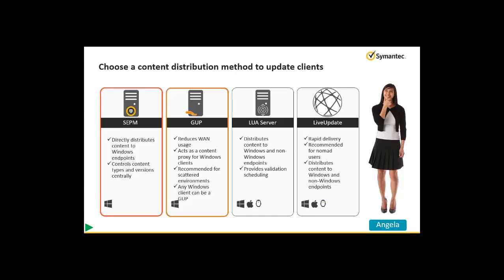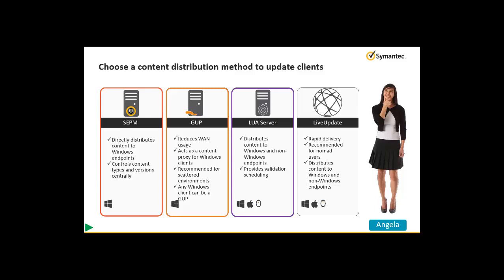The group update provider centralizes all content requests for the remote branch and minimizes the amount of content downloaded from the SEPM. An internal live update server is a separate software installation that provides a centralized content repository for all platforms. The internal live update server can also work as an automated definition validation server, where content is distributed first to a few systems for testing. It helps ensure that no false positives occur on the production systems. After validation completes, the content is rolled out to the production network.